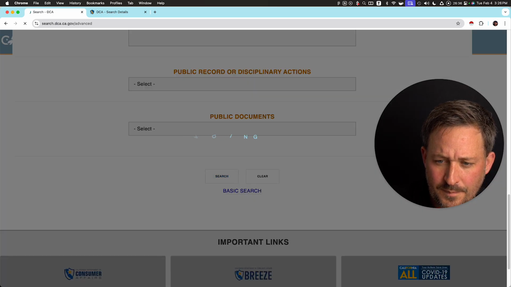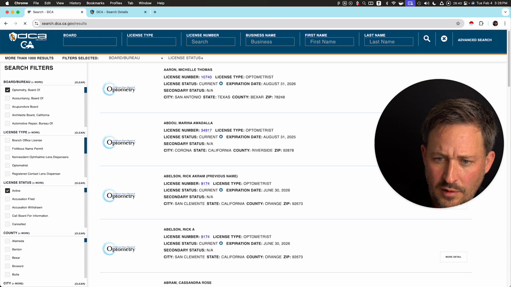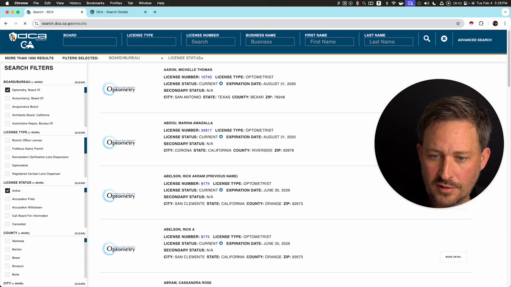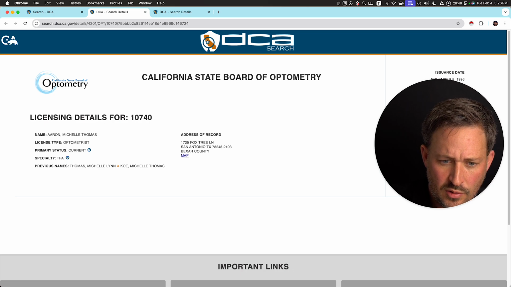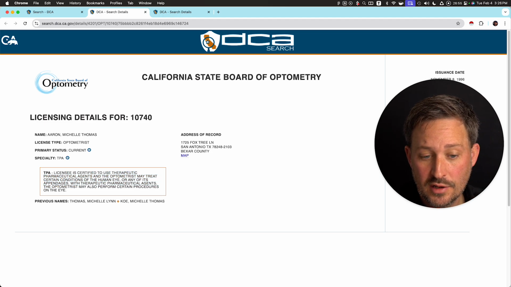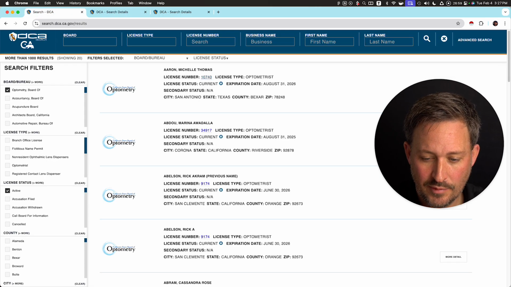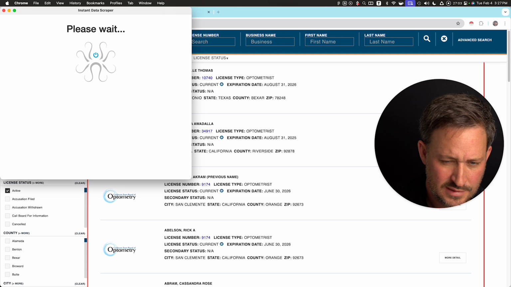Search. Public documents, that would be really interesting. Okay, great. So these are the optometrists. Let's see if we can find what information. So specialty type, TPA. This is really interesting, right? So now we have a specialty type. We know the license, and now we know the specialty type. And this is actually pretty easy to scrape. We could just use Instant Data Scraper.